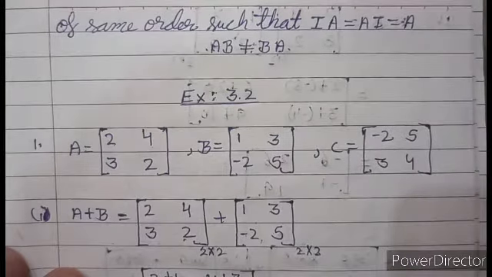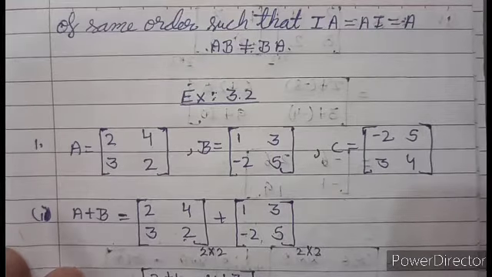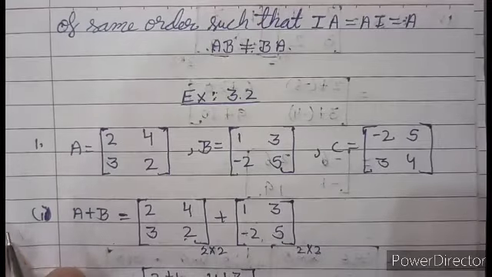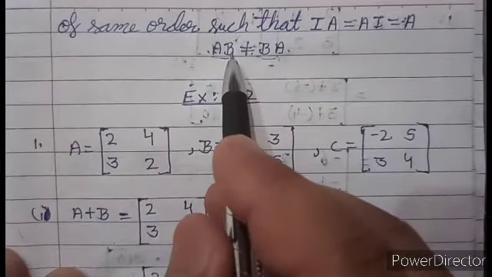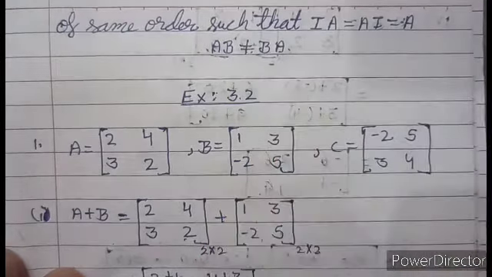Now, as far as the commutative law, the commutative law doesn't hold for the multiplication of matrices. That means matrix A into B will not be equal to matrix B into A.